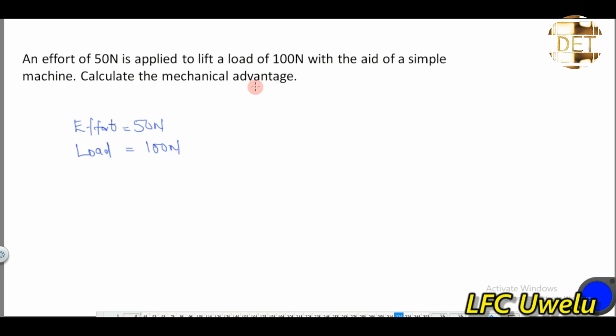Calculate the mechanical advantage. Mechanical advantage, like we said, is the ratio of the resisting force, which is the load, to the applied force. So mechanical advantage is load all over effort. The load is 100 Newton over the effort, 50 Newton. So 100 divided by 50 will give us 2. So the mechanical advantage in this machine is equal to 2. That is the answer to this question.